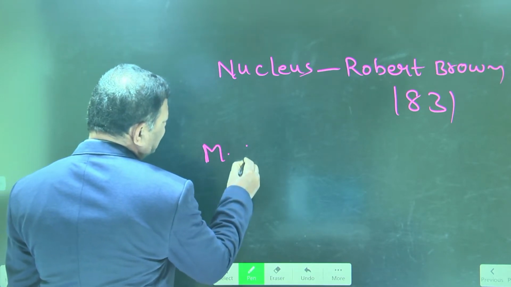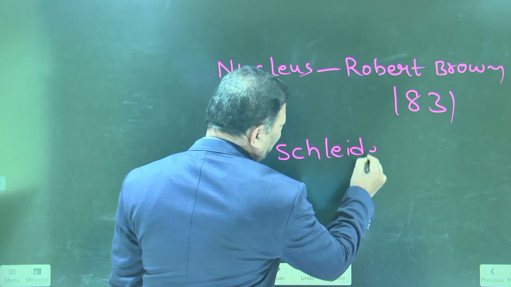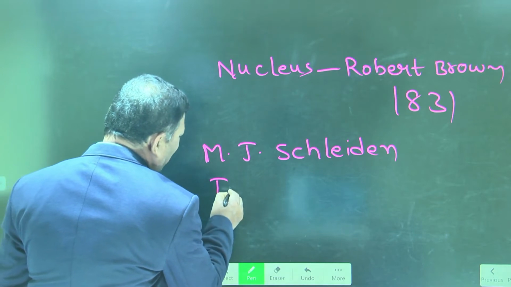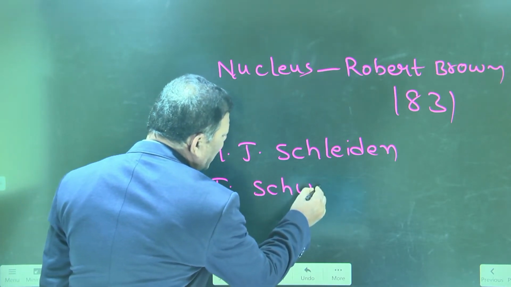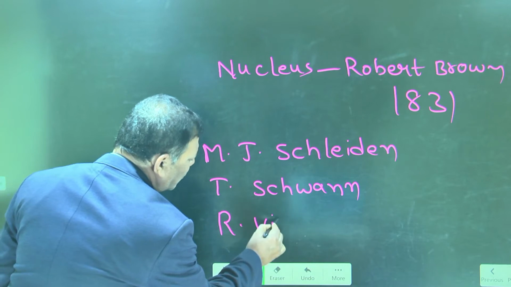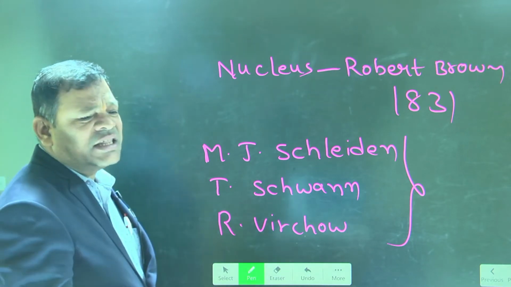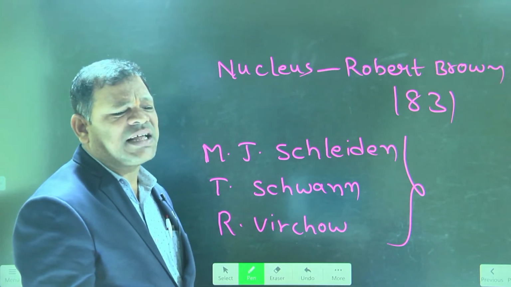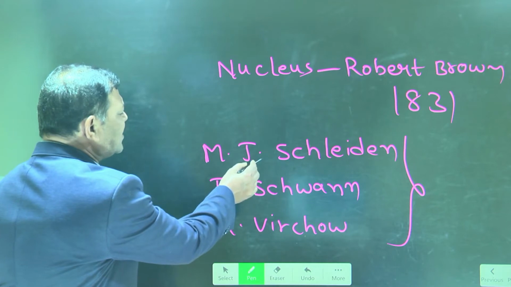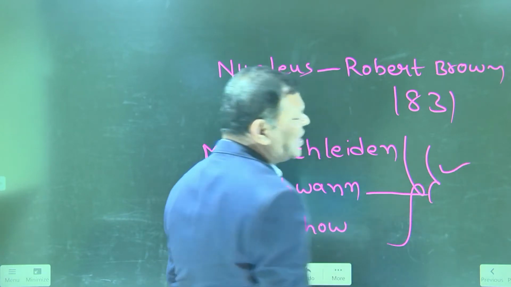Matthias Jacob Schleiden, Theodor Schwann, and Rudolf Virchow. So these are the three scientists who gave the cell theory. According to the cell theory, only Matthias Jacob Schleiden and Theodor Schwann, these two scientists, gave the cell theory for the first time.